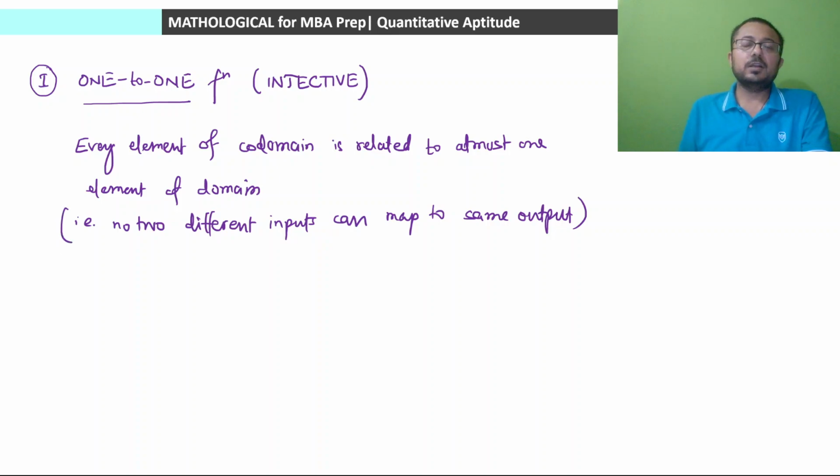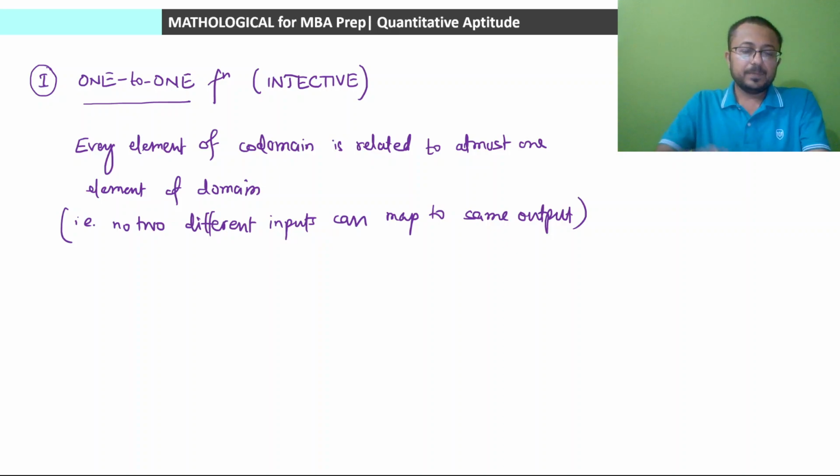Such a function is called a one-to-one function. Clear? And that is also called an injective function. The way to remember injective is to understand that every input is injecting a new image. That is why a one-to-one function is called an injective function. Every input injects a new image.